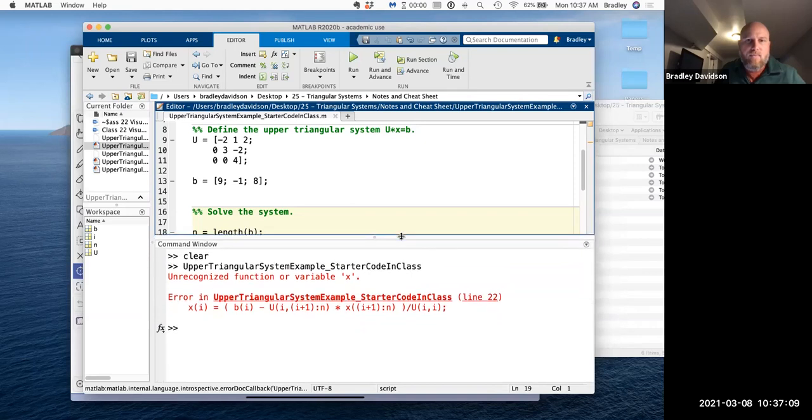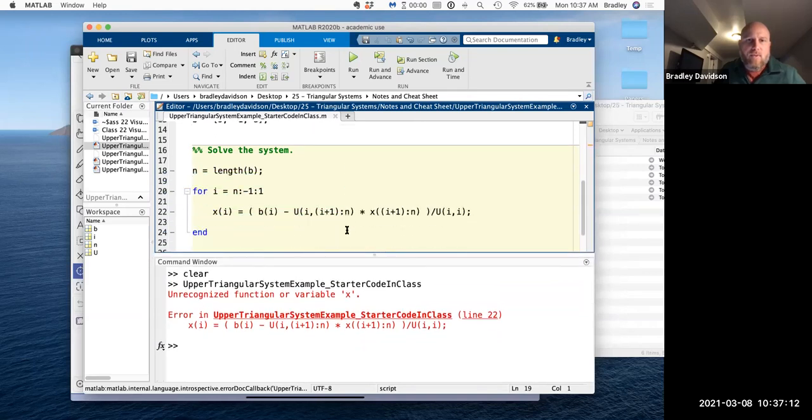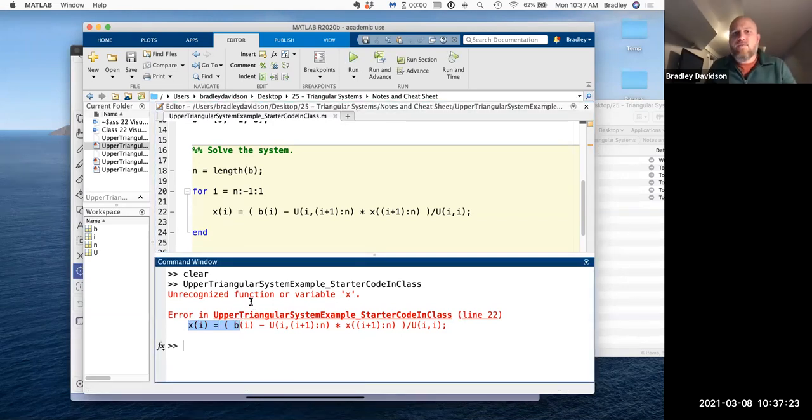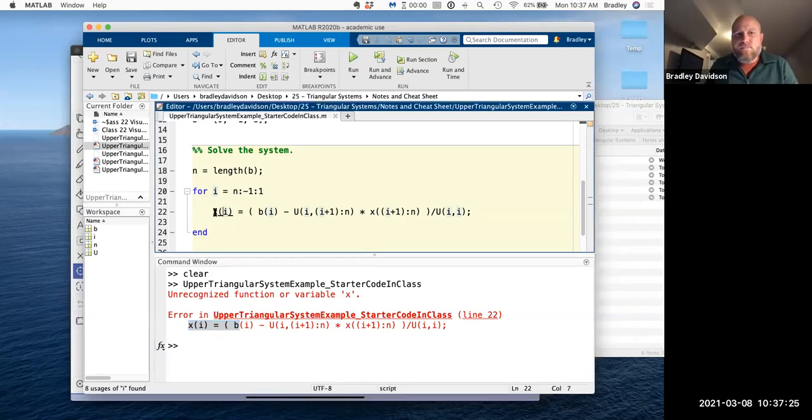So what is this error? It's telling us that we've got a problem in line 22, and in line 22 it has an unrecognized function or variable x. So why are we getting this? Let's take a look at our equation. When it gets to line 22, it looks like it's calling x, but we don't have an x that exists. So let's use our debug features.